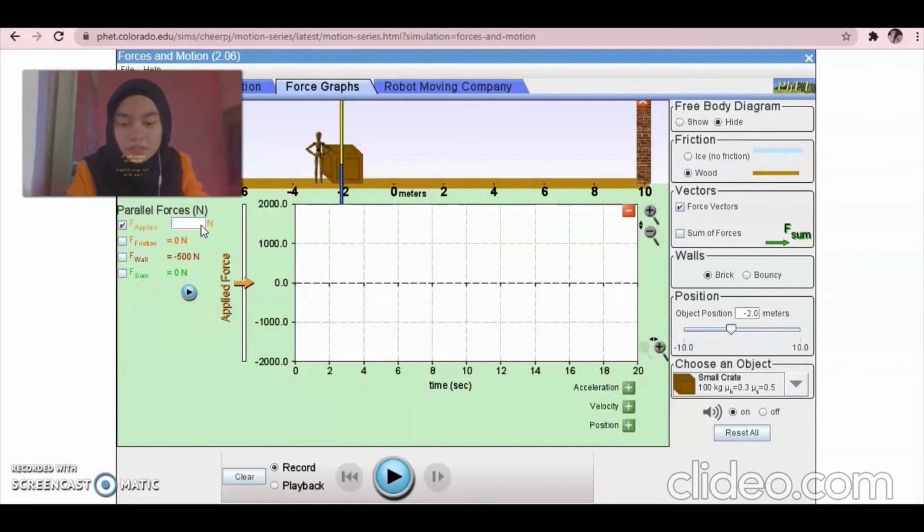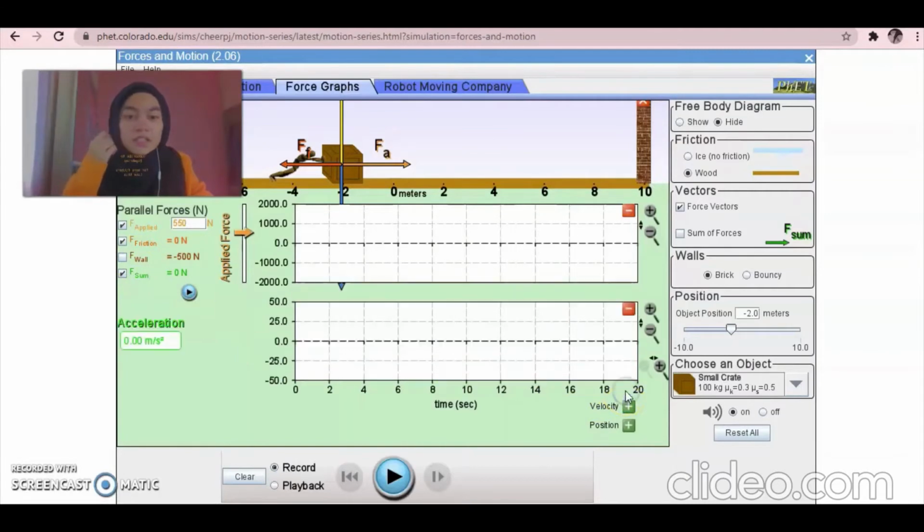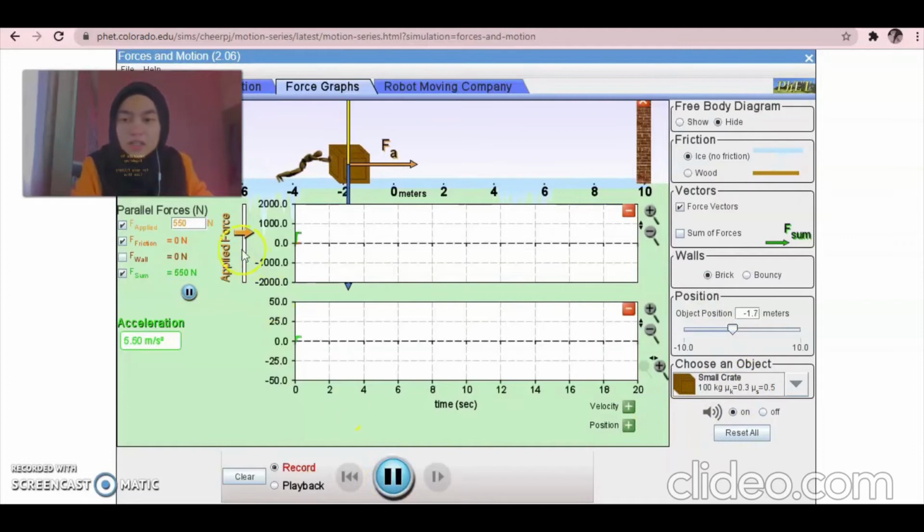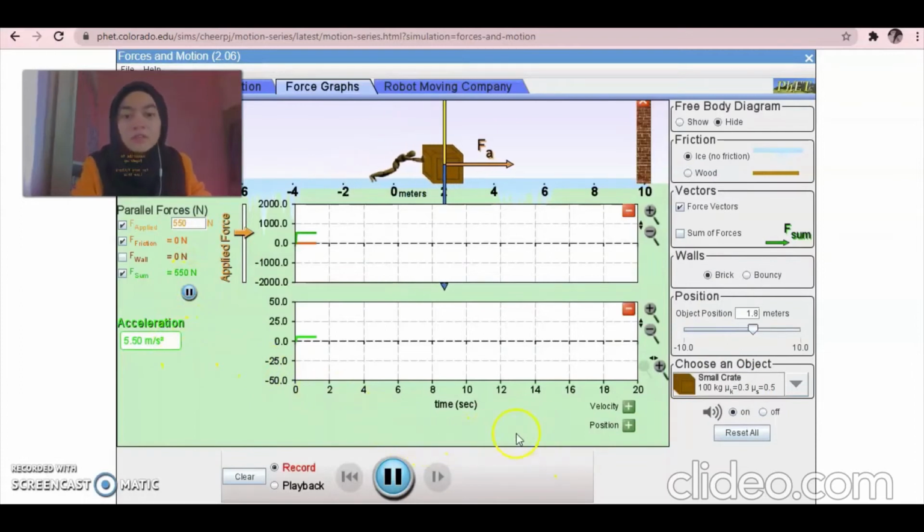I'll show it again. Enter the force applied, take the force friction and force sum, add in the acceleration graph, use the same friction surface, which is the ice, use the same object, which is the small crate, and press the play button. Record all the data we need: force applied, force friction, force sum, and acceleration, and tabulate in the same table.